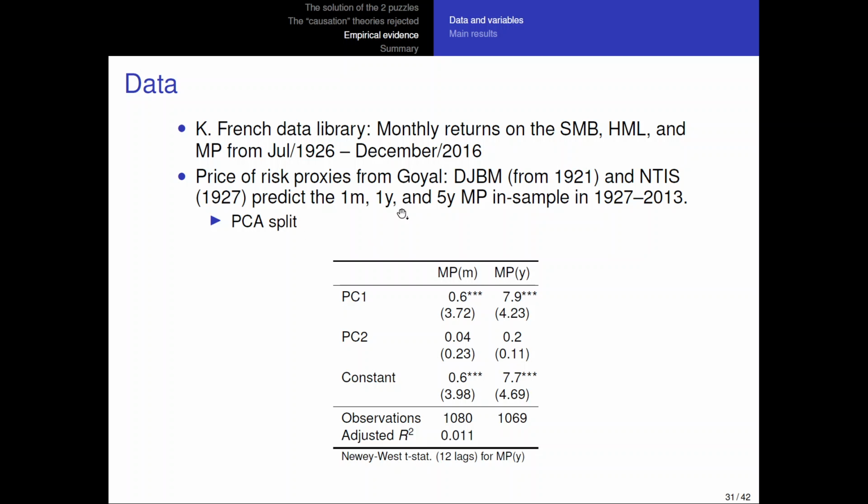What I find is that I can actually just take the first principal component of the variables, that's the PC1 here. It is the only one that actually forecasts the market premium in sample at the monthly and the yearly frequency. The second principal component doesn't forecast anything. So I only use the first one, right? So it's basically to say, well, those are the underlying variables, but I only use the first principal component.